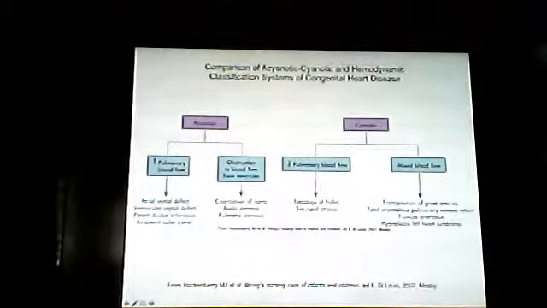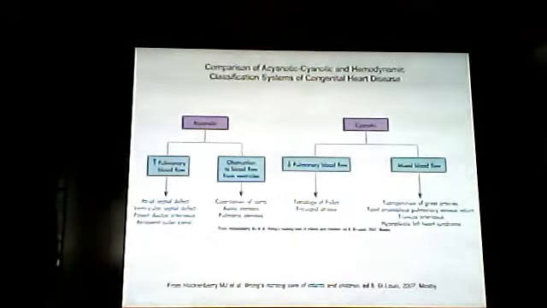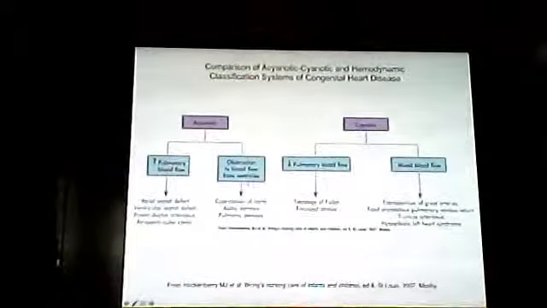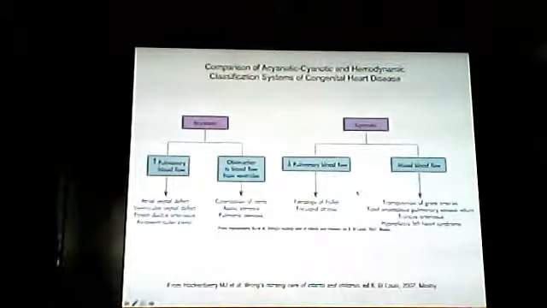So this classification, I would put this on my cheat sheet or make a chart of it somehow, depending on how much room or space you have. Because it's easy to mess up what is mixed blood flow versus just obstruction to blood flow, and it's good to know acyanotic versus cyanotic, especially if you're looking at clinical cases and trying to figure out which one of these things they are.